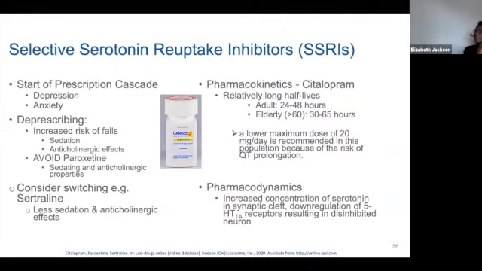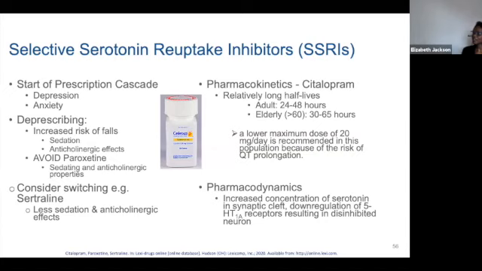Selective serotonin reuptake inhibitors, the SSRIs. Let's assume you have a patient that has depression and you prescribe citalopram. Citalopram half-life in an elderly patient would be about 30 to 65 hours. Compare that with a patient that's not elderly. That would be 24 to 48 hours. And there's a note there that the maximum dose of 20 milligrams per day is recommended in this population because of the risk of QT prolongation.